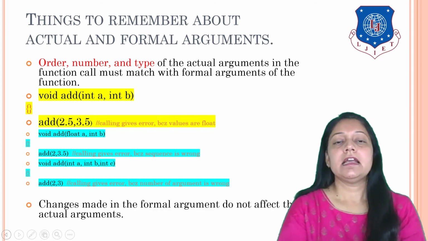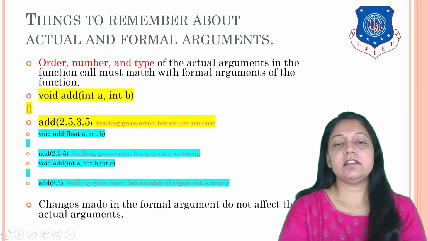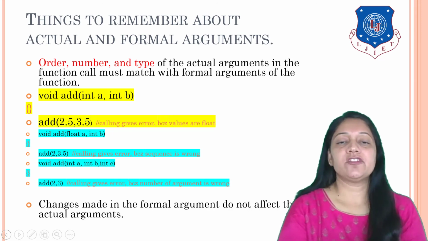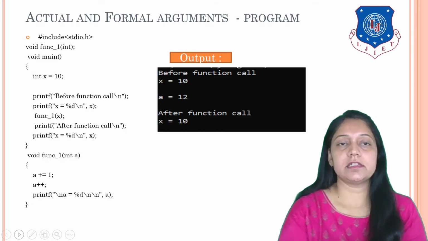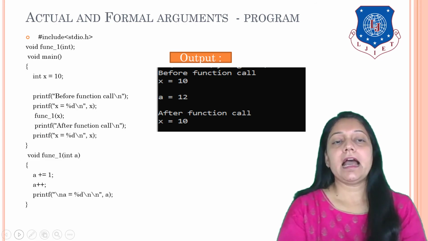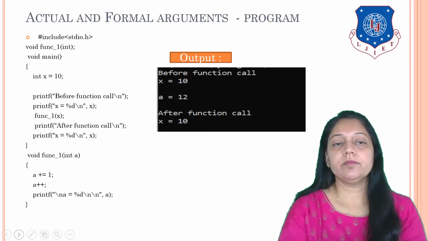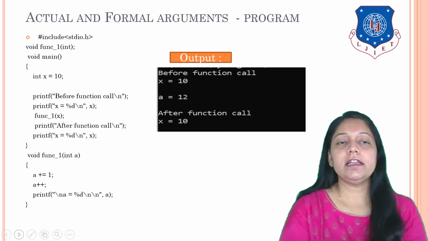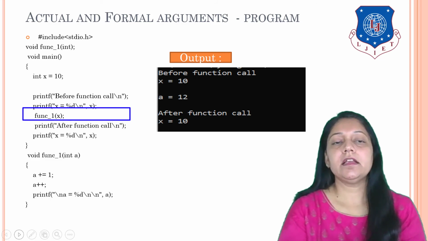Also remember this: whenever you make any changes to a formal argument in a particular function, it is not going to affect your actual argument at all, because your formal arguments are local variables. Let's understand this with a small program. In main, I have a variable x whose value is 10. Before the function call, a printf statement displays the value of x, so 10 would be displayed on the screen. Now I am calling function1, passing the actual argument x. It goes to the definition part, and the value of x is stored in a.